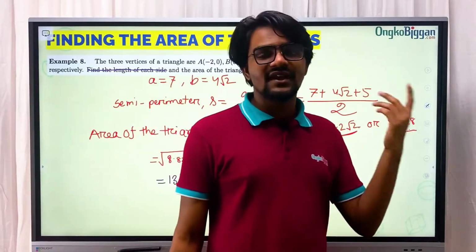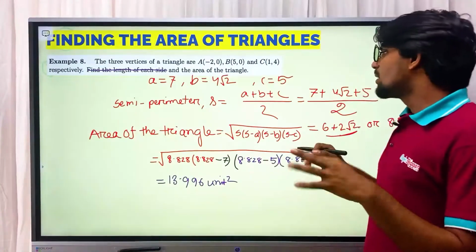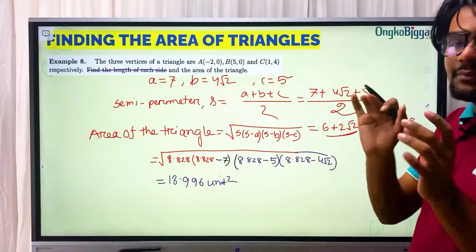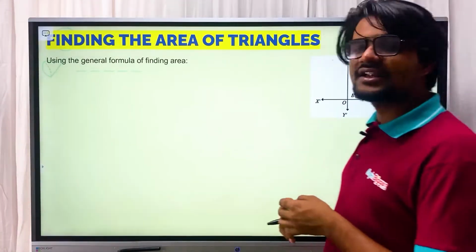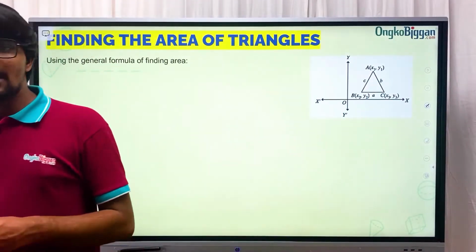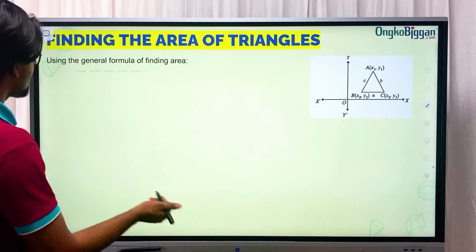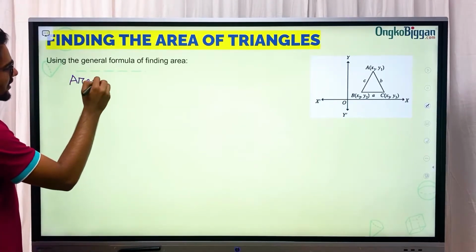The mathematicians have actually come up with an easier format, or what I can say is a less time-consuming process, and that is using the coordinates. That is a general formula for finding the area of a triangle. So to find the area of the triangle, what we're going to do is write the formula directly. Let us write the formula directly.